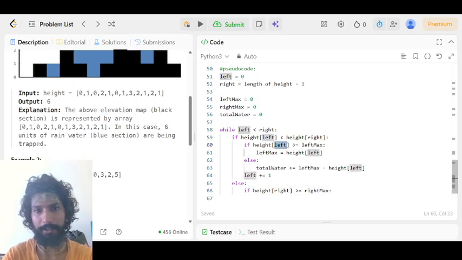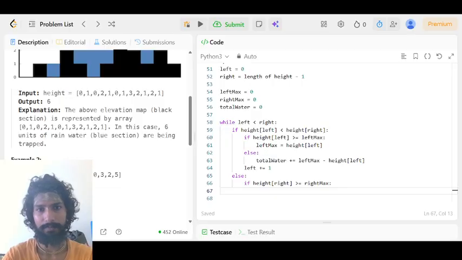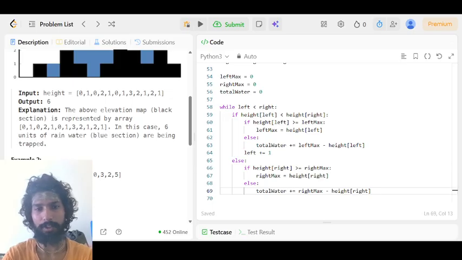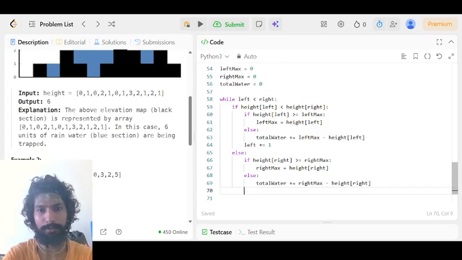So instead of left, right will come. We do right max equals height right. Else, total water plus equals right max minus height right. And then we do right minus equal to 1. We move one unit backward. Then finally return the total water.